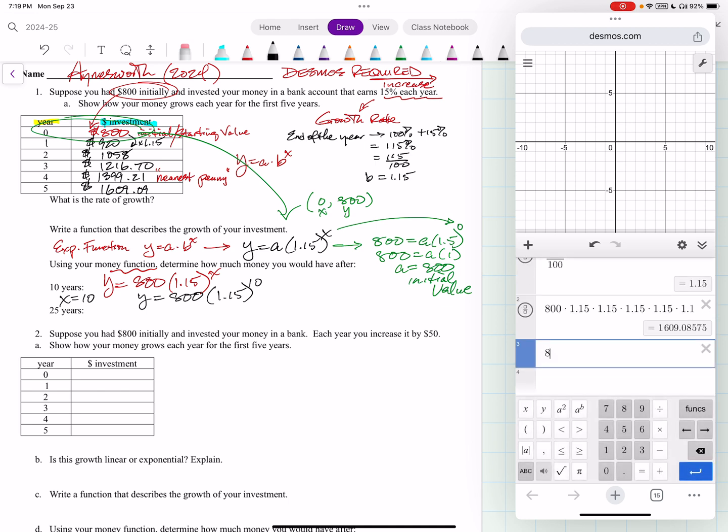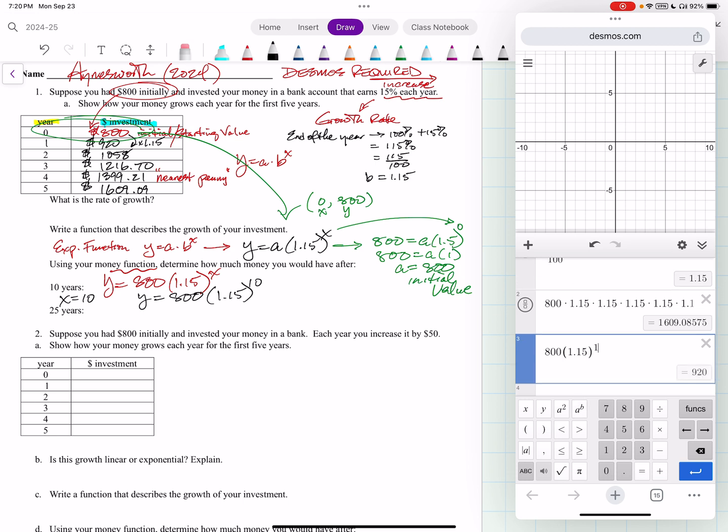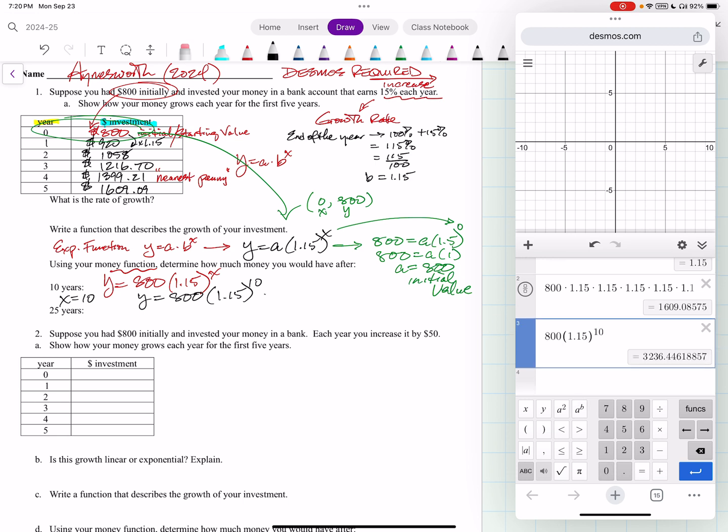And of course, this is an exponential function, so you get to use your calculator here. So let's do that. We get 800 times 1.15 to the 10th power. Look at that. So how much money do we have after 10 years? We have $3,236. Sorry, got to read correctly here. $3,236, and if you round it to the nearest penny, that's 45 cents.